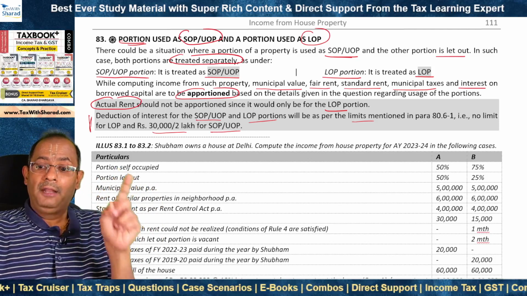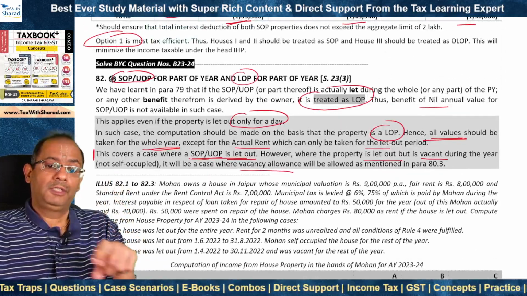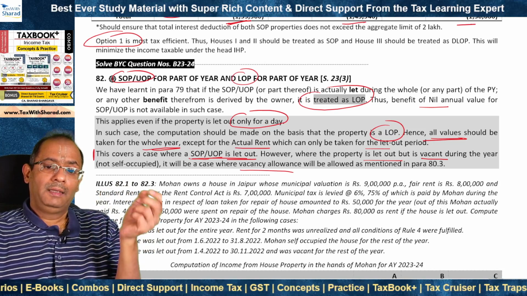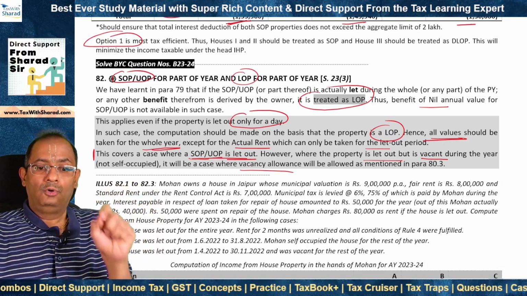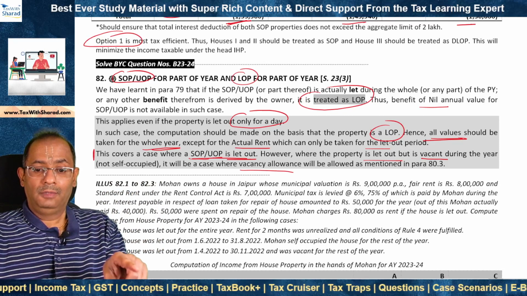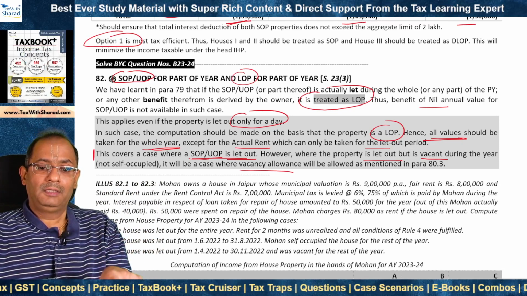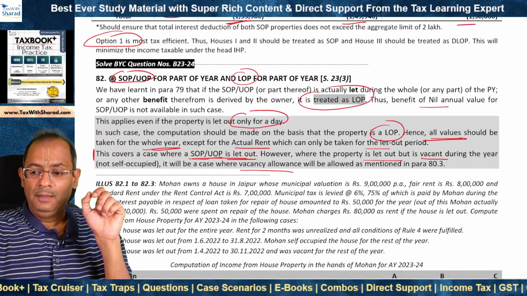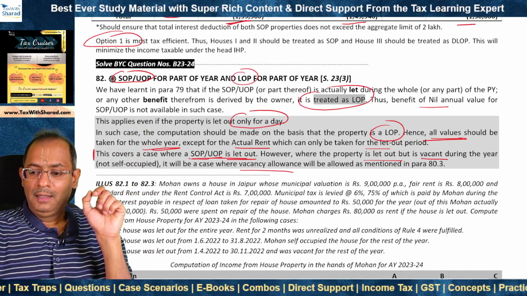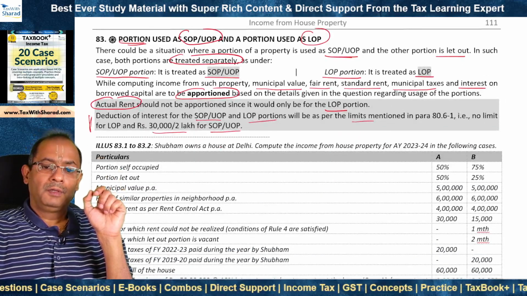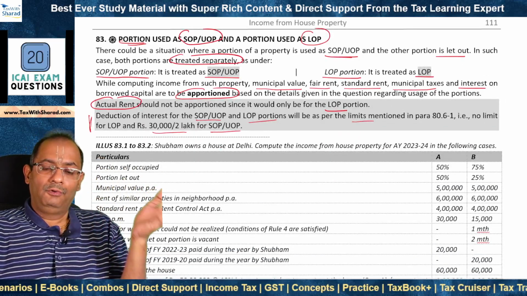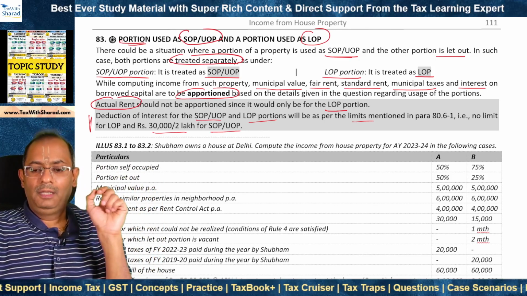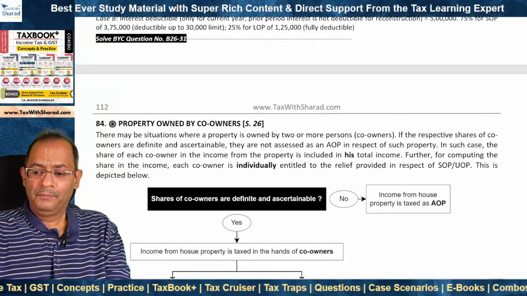And this, mind you, is different from the situation which we discussed previously. That is where a self-occupied or unoccupied property has been let for the whole or a part of the previous year, or any other benefit has been derived, in which case the entire property is classified as LOP. Rather, in this particular case, there are clearly demarcated portions which are either self-occupied or unoccupied during the year, or they are let out during the year, and therefore apportionment needs to be made and computation needs to be made separately.